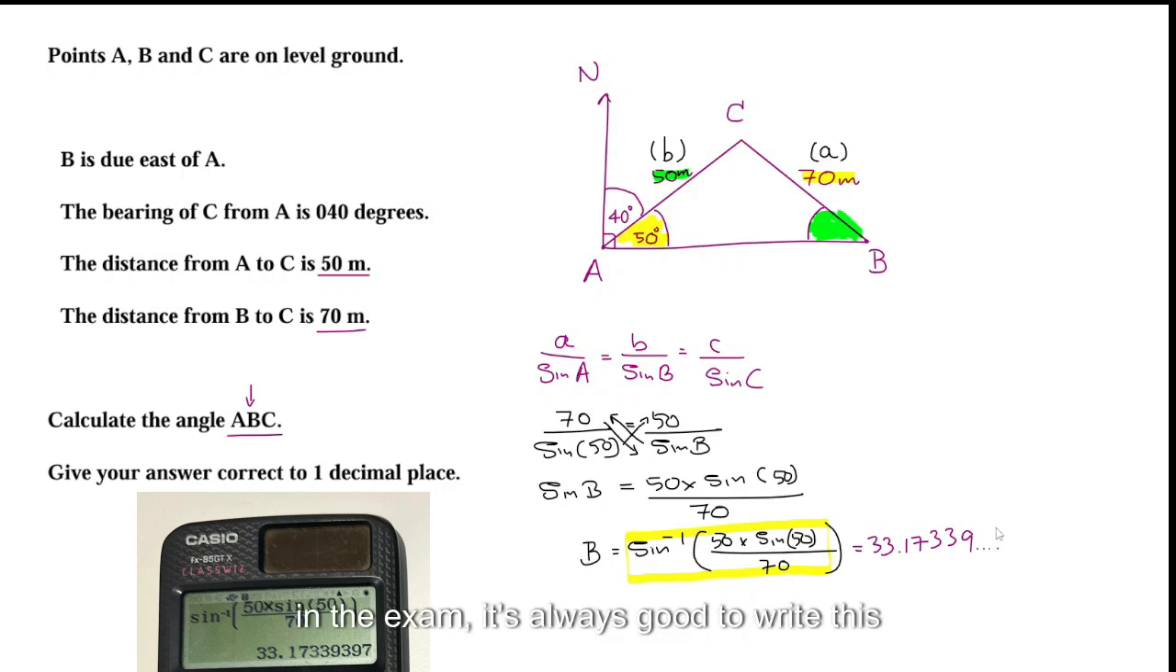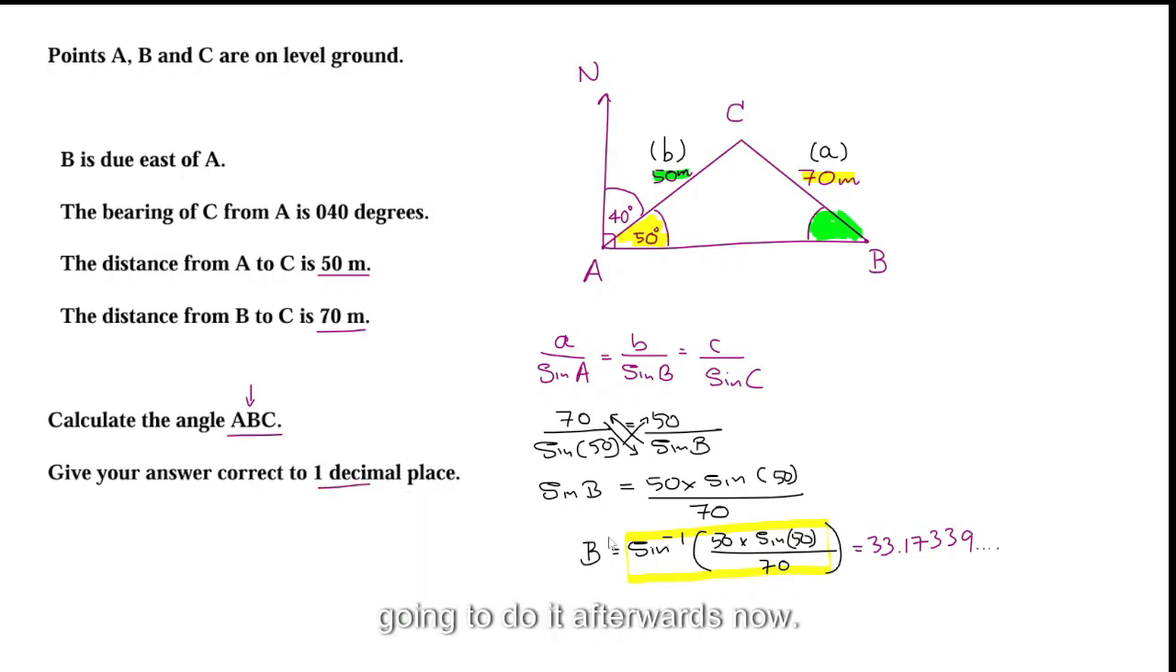Now, in the exam, it's always good to write this long answer. Although the question says to round it to one decimal place, and we are going to do it afterwards now. So let's do the rounding. This is 7 here. Obviously, I'll have to add 1 to it. So the size of the angle ABC is 33.2 degrees to one decimal place.